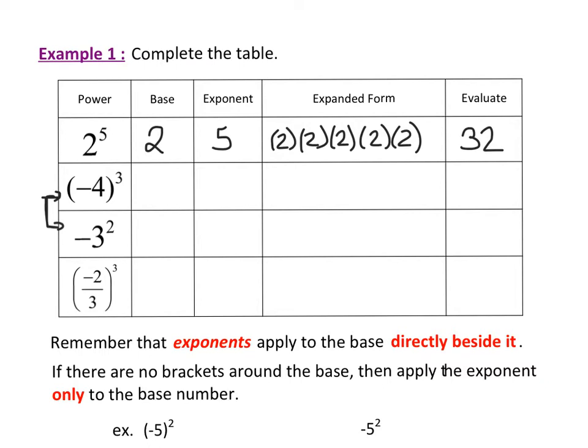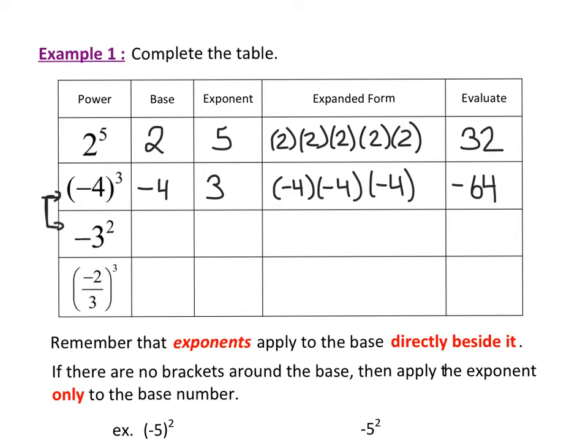Now, the next two, these might be new concepts for you, okay? What we're saying is brackets let us know what's contained in the base. So for example, in this question, our base is -4, because the brackets are identifying that that is contained, and that goes to the exponent of 3. So we would have -4 times -4 times -4. And since there's 3 negatives, what should we get? Should we get a negative or positive answer? Negative answer, and we get a negative answer of -64.